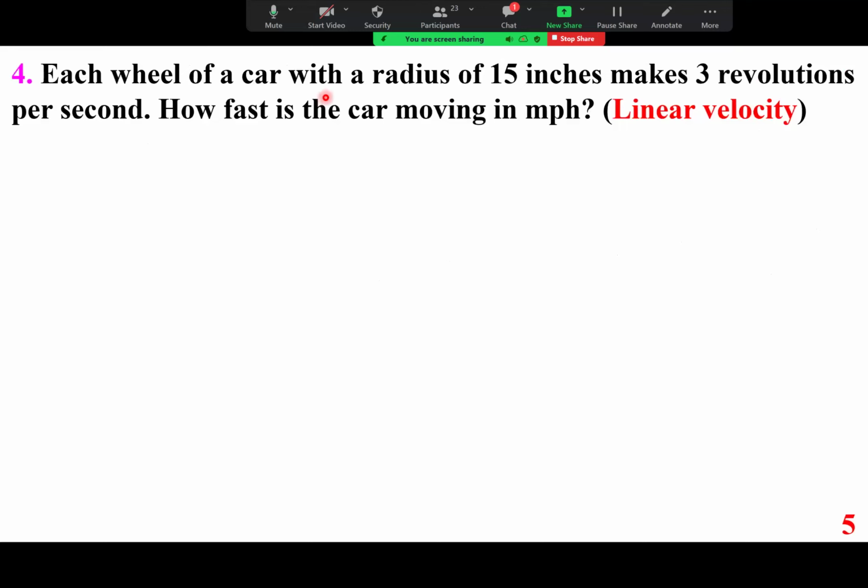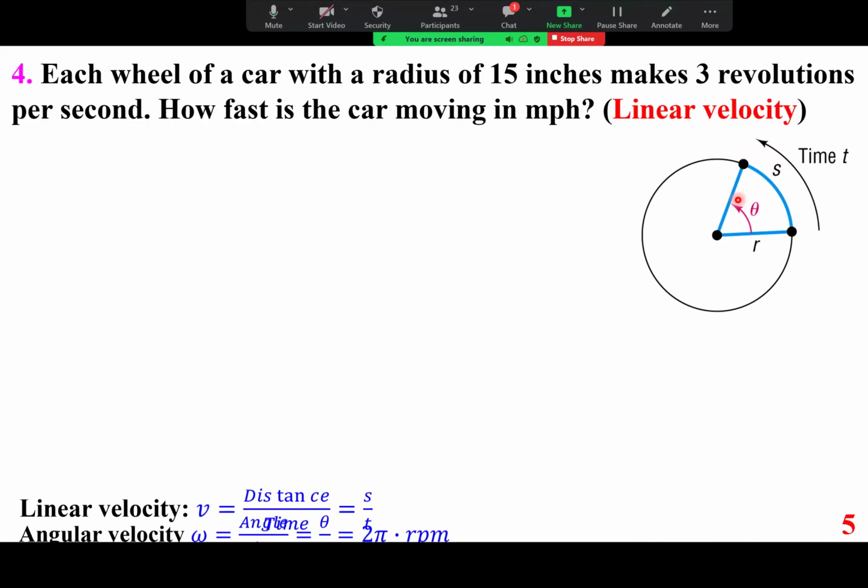Each wheel of a car with a radius of 15 inches makes 3 revolutions per second. How fast is the car moving in miles per hour? We talk about linear velocity. Reminding everybody that this is s, this is the angle or arc theta. Linear velocity covers the distance, and angular velocity covers the angle or arc.